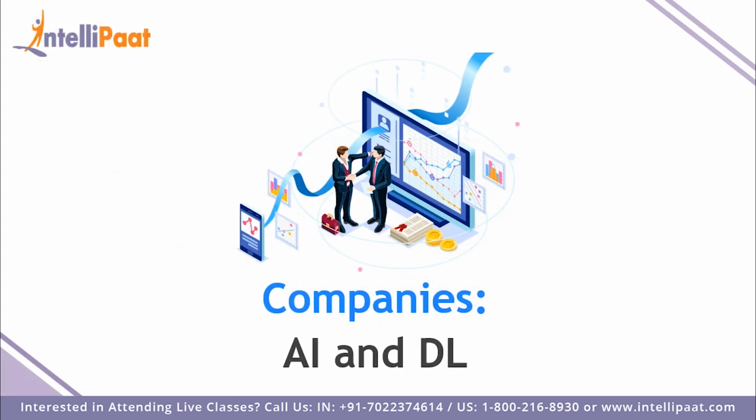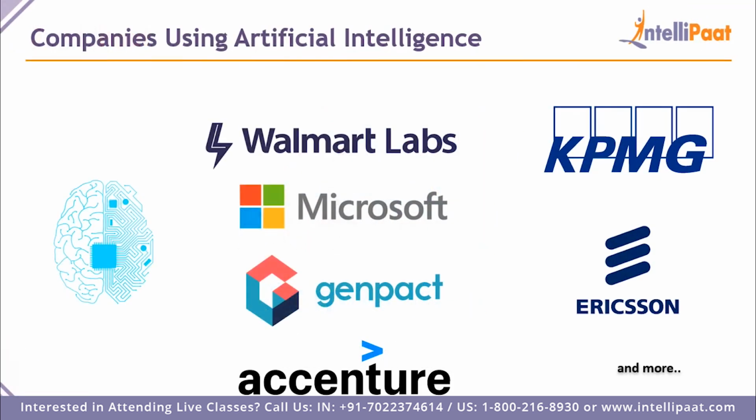So this brings us to the final section of this presentation, where we'll be discussing companies which are involved with artificial intelligence and deep learning as well. The companies using artificial intelligence are Walmart Labs, Microsoft, KPMG, Ericsson, Genpact, Accenture, and thousands of other companies, ranging from startups to the Fortune 500. Almost every company you see out there has some sort of machine learning, some sort of deep learning models, or is trying to achieve some sort of cognition, either in a very simple way or in a convoluted way.